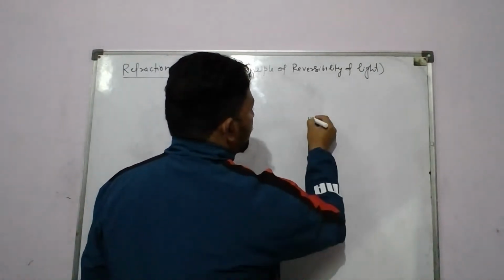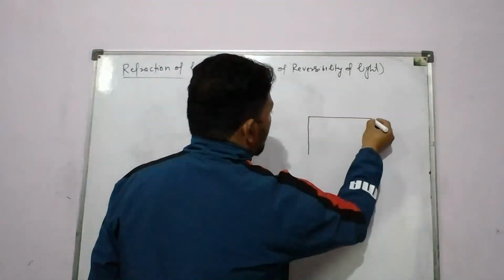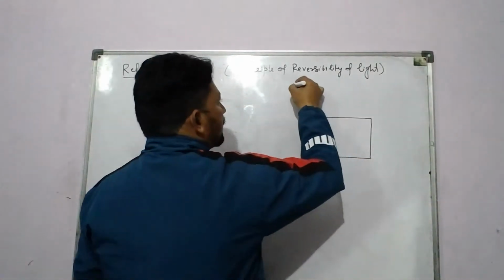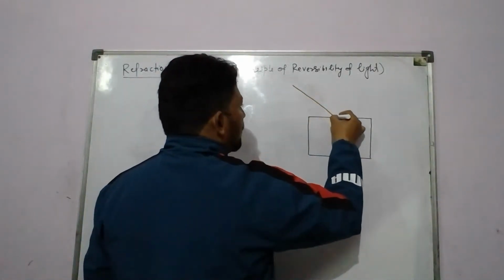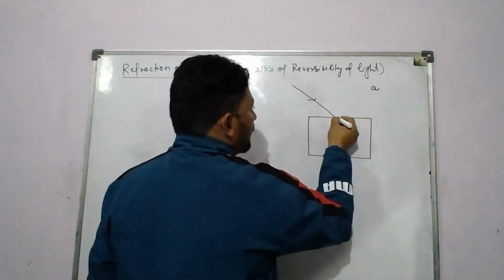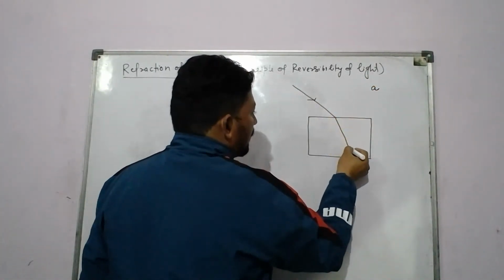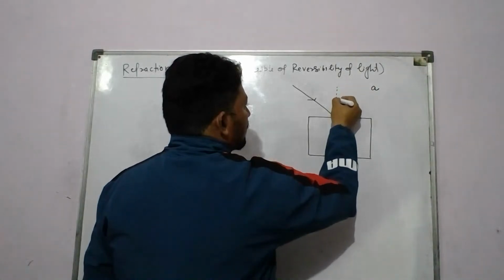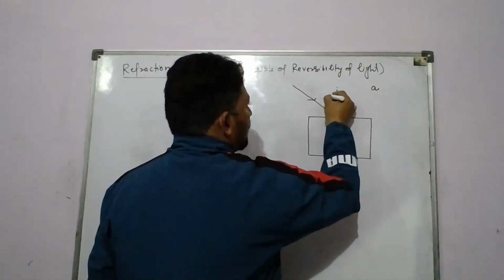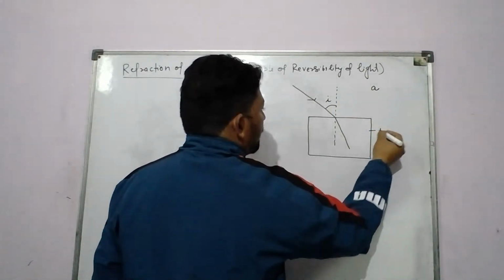This concept can be understood with the help of a glass slab. It's a glass slab. This is your incident ray striking on this. This is your A medium, and this is your normal. This angle is I. This is your B medium.